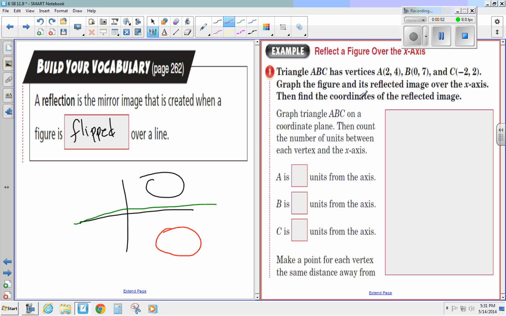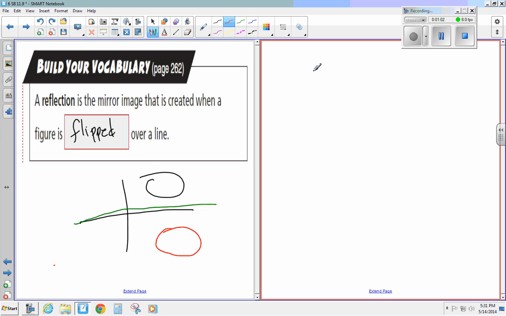So triangle ABC has these vertices. Graph the figure and its reflected image over the x-axis. Then find the coordinates of the reflected image. Okay, so I need to give you some extra notes here. Flip over x-axis. Okay, what does this mean?